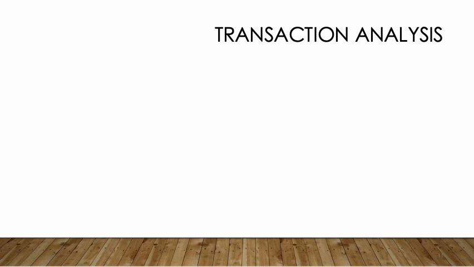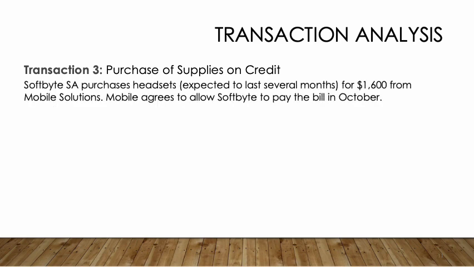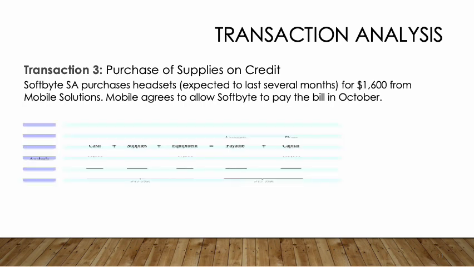Let's take a look at the third transaction here. In this case, we're going to purchase supplies on credit. SoftBite purchases headsets which are expected to last several months. Because they're only going to last several months, this is not a long-term asset. This is still a current asset. We've purchased $1,600 of headsets from Mobile Solutions, and Mobile Solutions has agreed to allow SoftBite to pay the bill in October. So they will receive the headsets in September, but they won't pay the bill until October.